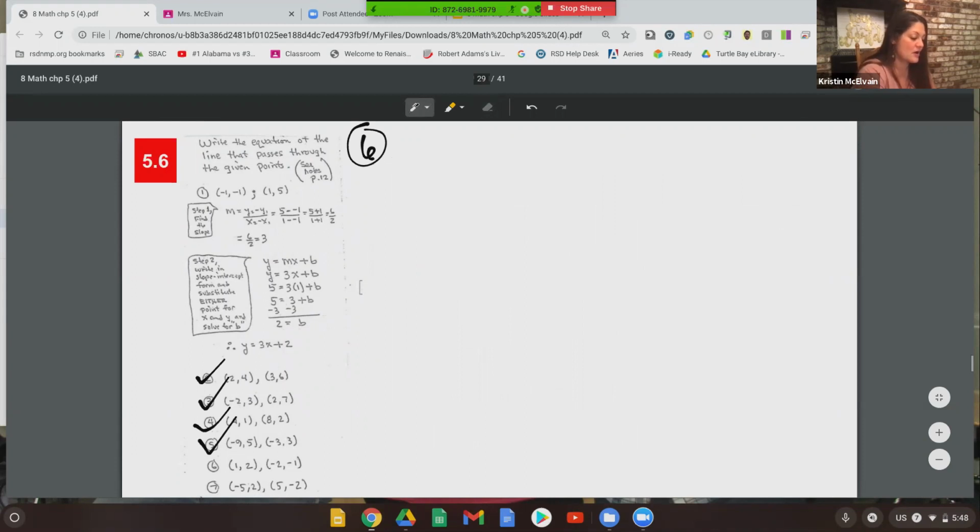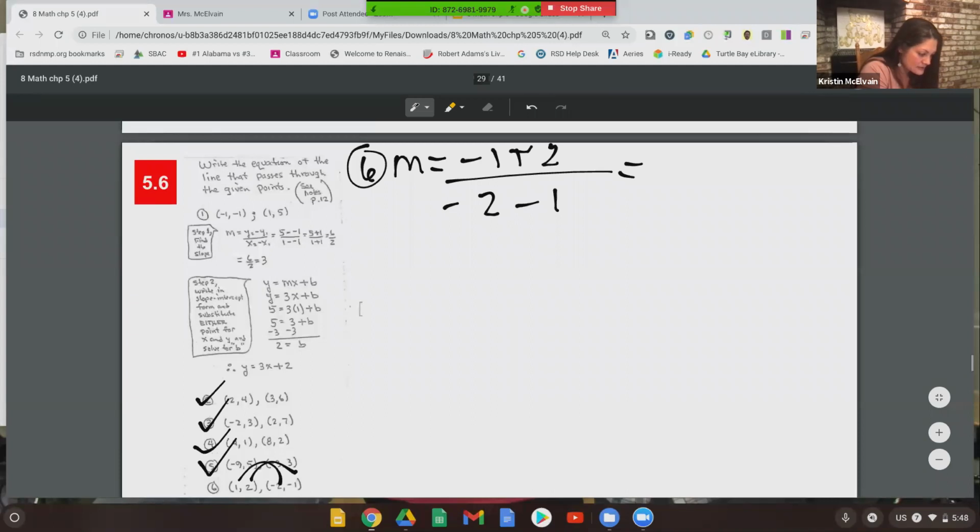Here we are. So for our slope, change in y is -1 minus 2 over -2 minus 1. Add the opposite. Okay, so it gives us a -3 over -3. -3 divided by -3 is a +1. So we have y equals 1x plus b.